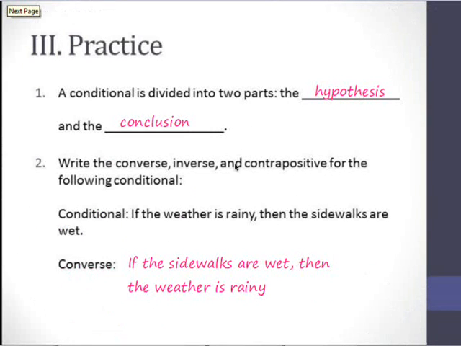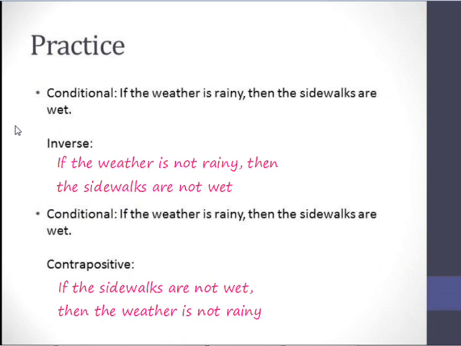Hopefully you did these. Again, if you haven't done these yet, pause the video, do the rest of the practice. I'm going to walk you through all the answers. A conditional is divided into two parts, the hypothesis and the conclusion. And then we had to write out the converse here, so that's where we switch the beginning and the end. The inverse, that's where we negate the beginning and the end. We make them both negative unless one of them already is negative. And then the contrapositive is when we do both. We negate and switch.